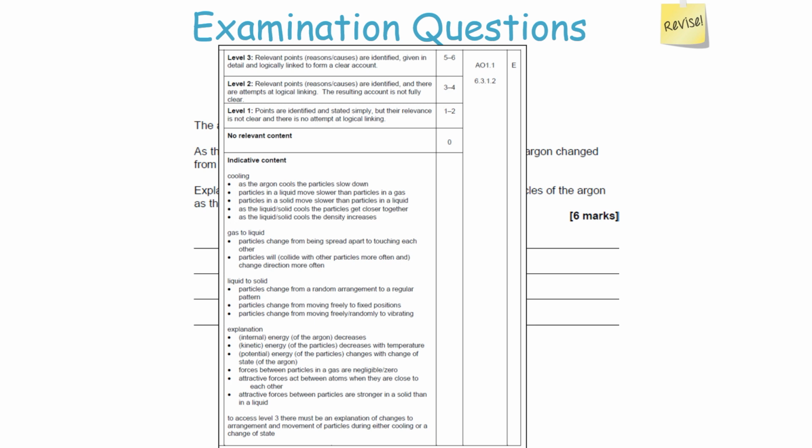It's always important that you can explain what's happening in terms of change in temperature and change of state with internal energy. Remember that the temperature change links to the kinetic energy store of the internal energy, and the change of state links to the potential energy store of the internal energy.